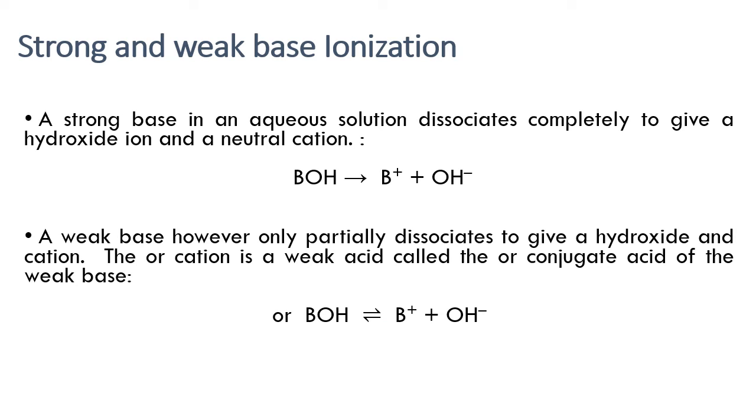When we look at the ionization of our strong and weak base, your strong base is going to dissociate completely to give a hydroxide ion and a neutral cation, as shown here. Your weak base, however, is only going to partially dissociate to give hydroxide and cation. And the cation that is formed is a weak acid, and it is the conjugate acid of the weak base.